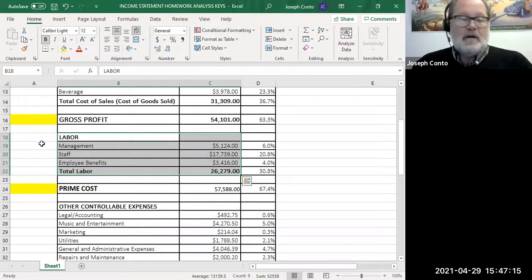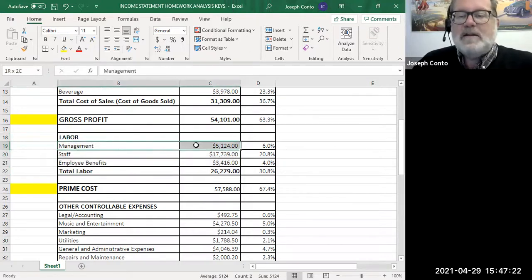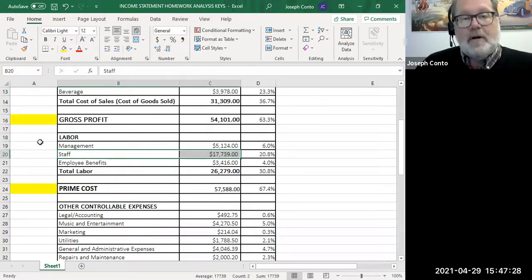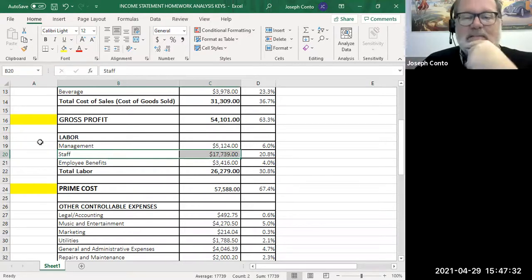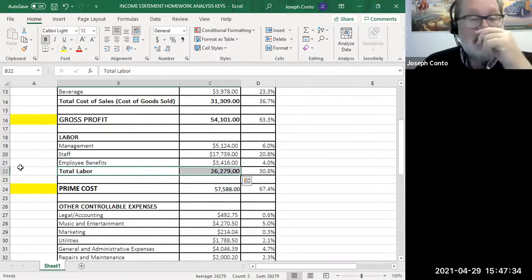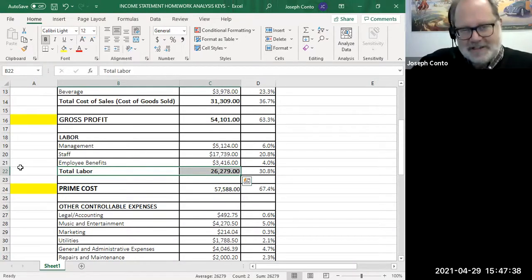Second block of expenses that are removed are our labor expenses. We have management. These are fixed costs. They never change. We have staff labor expenses. These are variable. They go up and down based on our volume of business. And then we have our total labor. This is how much I had to pay people in order to produce the food and beverage in order to sell it to the customer.